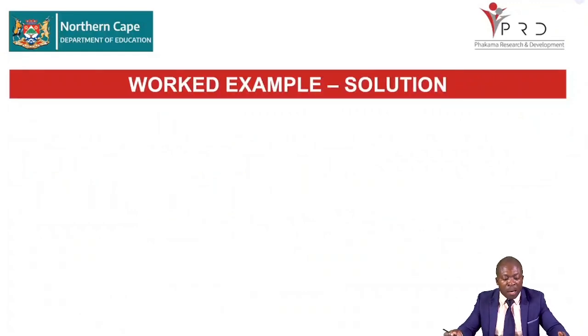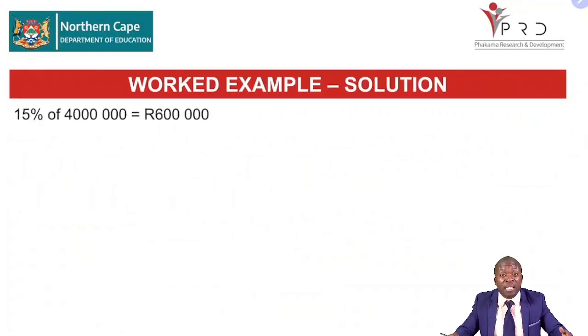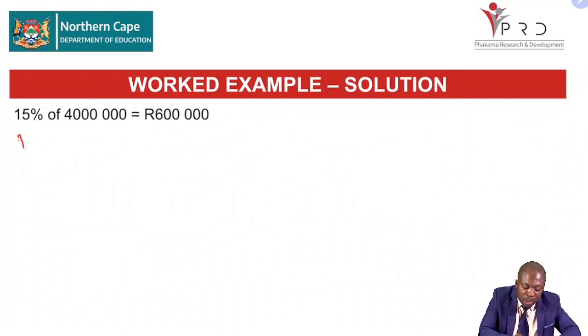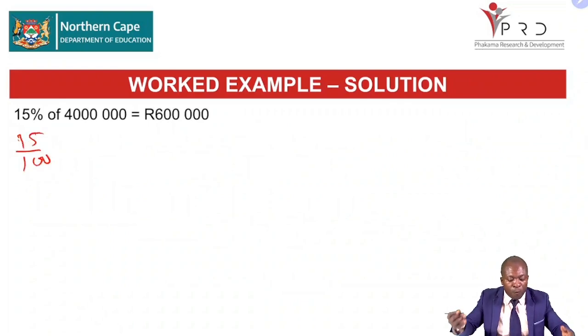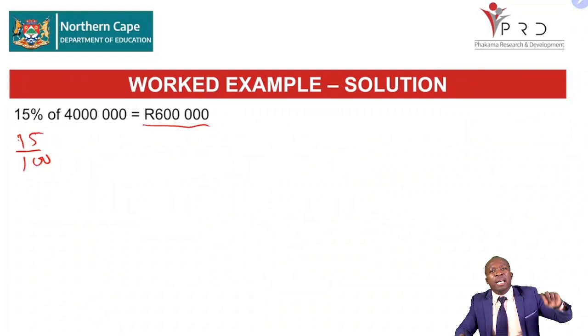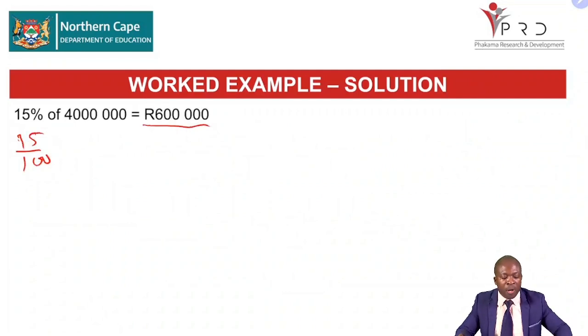So this is how I wanted you to approach it. Or when you find such a question, this is how I want you to do it. Can you see I've written 15%? Somebody can even say 15 over 100. That is still fine. 15% of 4 million, that is 600,000. That is your starting point. Adrian did not invest all the 4 million. He invested only 600,000.